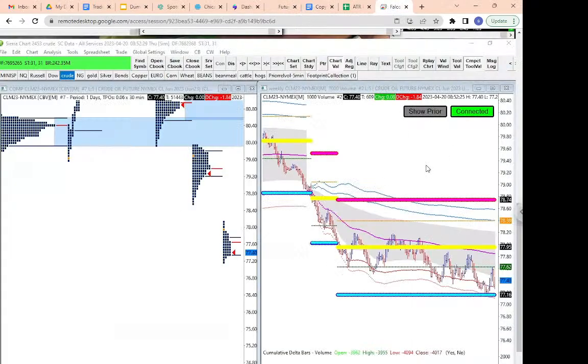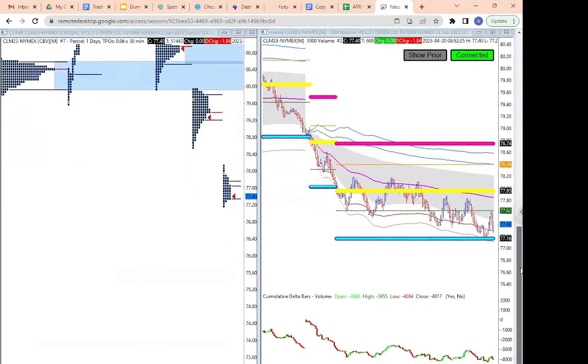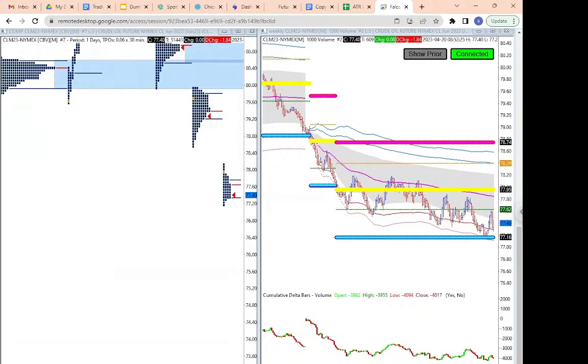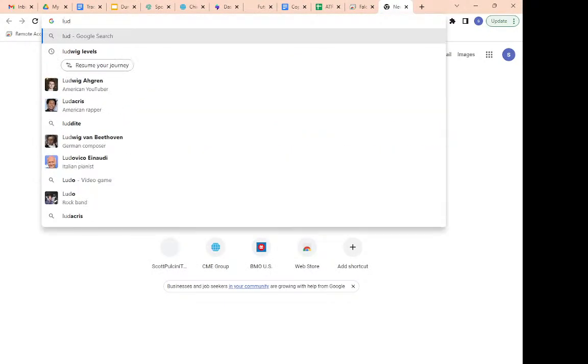So anyway, the slug is a bounce or a stop run into the lug. So lugs are just short for Ludwig levels. I don't feel like saying Ludwig level 85 times in the webinar. Go to our website, because I always get emails on this.